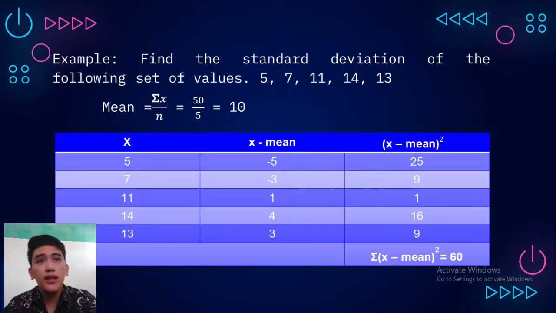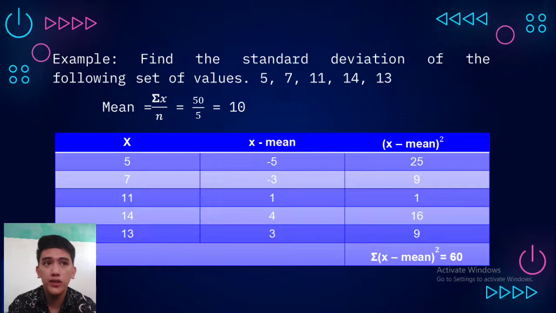Maraming paraan ng pagkuha ng ating variance, pero mas pinili ko itong paglagay ng table para mas madali natin itong maintindihan. Para mamaya sa pagkukompute ng variance, isa-substitute na lang natin ang mga nasa table. Okay, let's put the set of values. The x is 5, 7, 11, 14, and 13. Dahil sa formula ng variance, merong x minus mean, lalagay muna natin to sa table. 5 minus mean, it is 10, and 5 minus 10 is equal to negative 5.